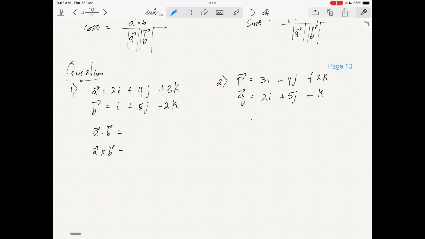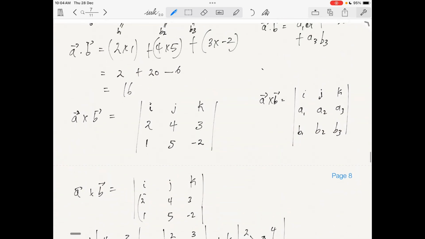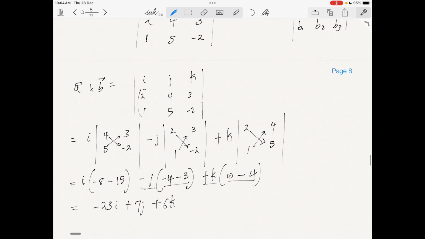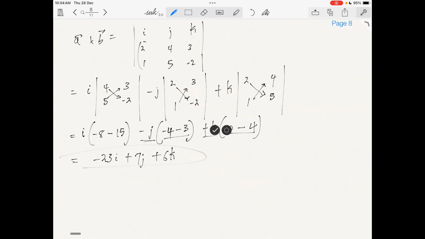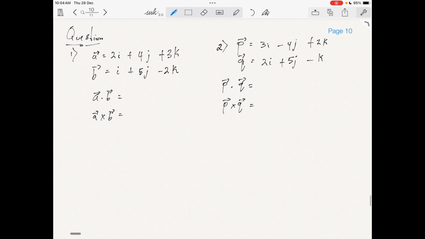So let's write out the solutions. Now the dot product in the first case, that is A dot B, we have 16, and our cross product is minus 23i plus 7j plus 6k. So let's write that. We have this to be 16, and we'll have minus 23i plus 7j plus 6k.